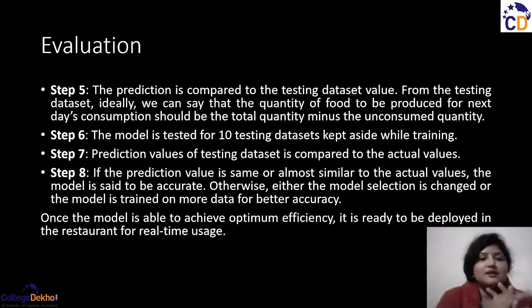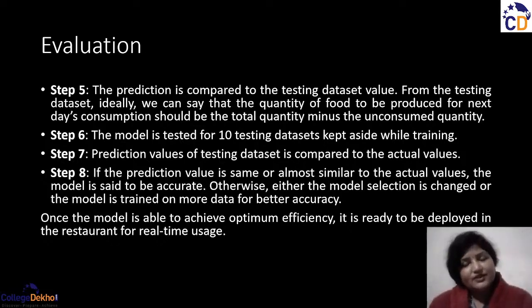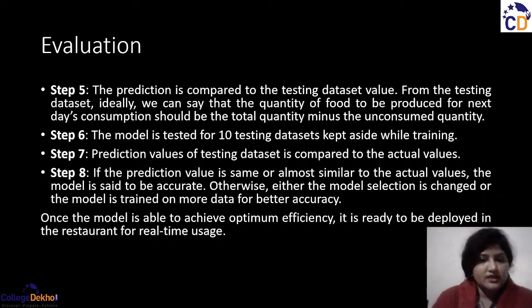Now this is the last step of this part. Step 5, the prediction is compared to the testing dataset value. From the testing dataset, ideally we can say that the quantity of food to be produced for next day's consumption should be total quantity minus the unconsumed quantity. So this is how we use this thing, right?